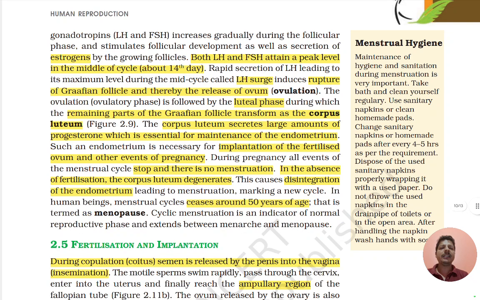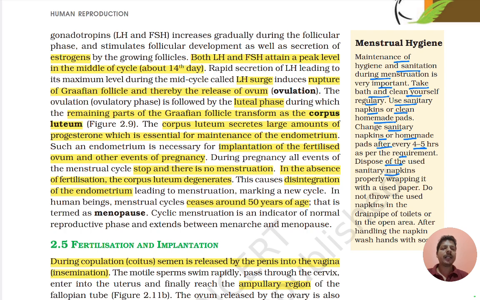Here menstrual hygiene is also given. Maintenance of the hygiene and sanitation during menstruation is very important. Take a bath and clean yourself regularly. Use sanitary napkins or clean homemade pads. Change sanitary napkins or homemade pads after every 4 to 5 hours as per the requirement.